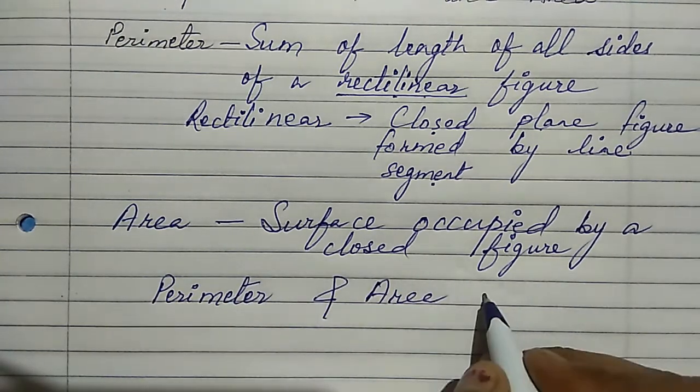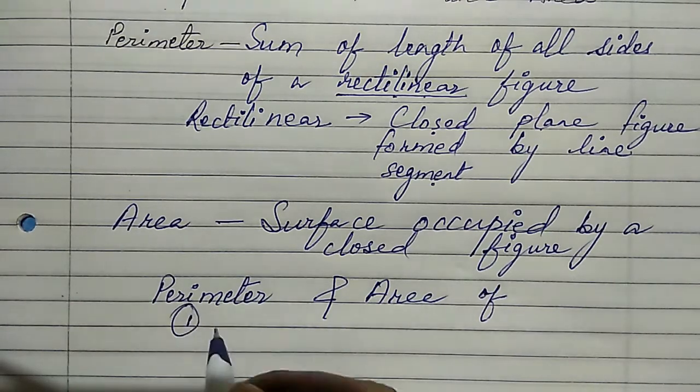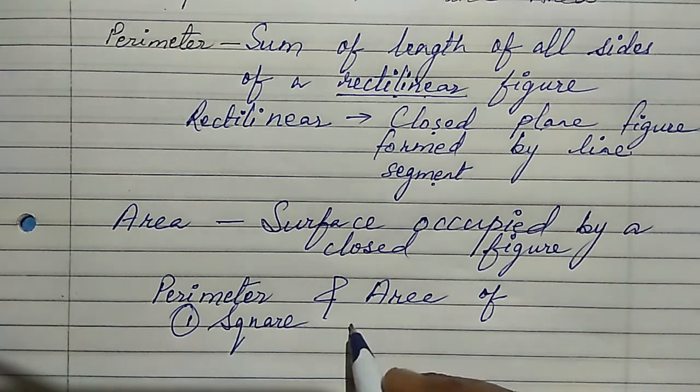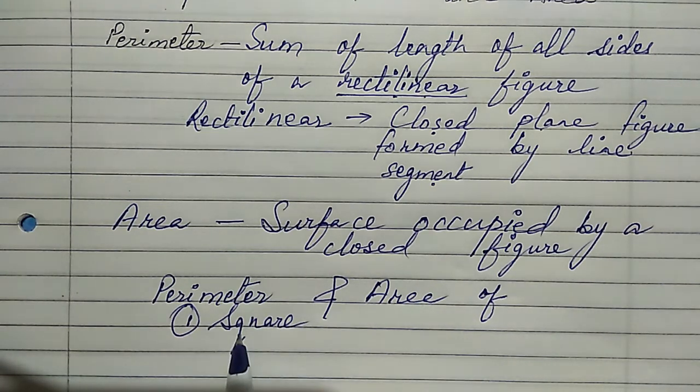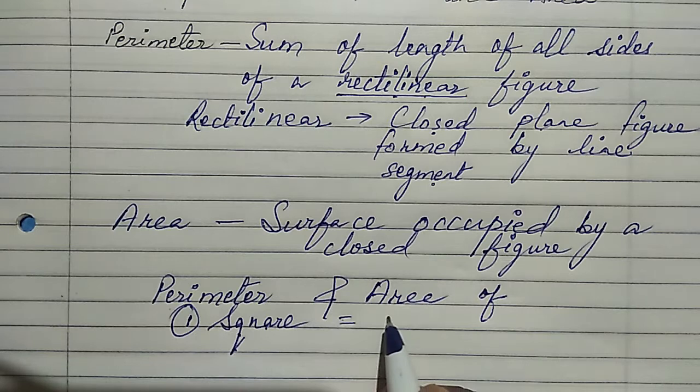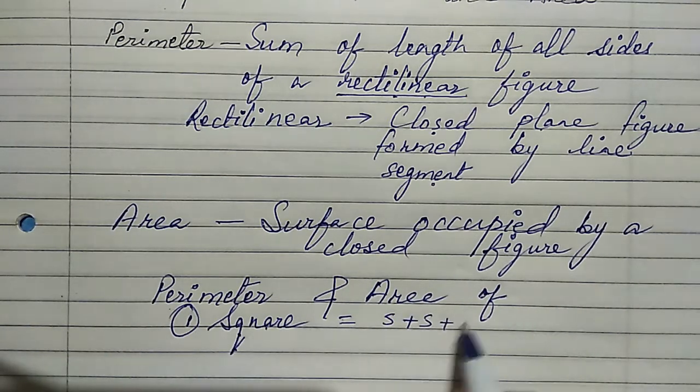Which type of figures? First we had learnt about square. Now, what is the perimeter of a square? We know that a square is a plane figure which is having all sides equal. That means it is a regular quadrilateral. Regular का मतलब क्या होता है? Regular means having all sides equal, and quadrilateral means having four sides. So now if I have to find the perimeter of a square, I'll just add all the four sides.